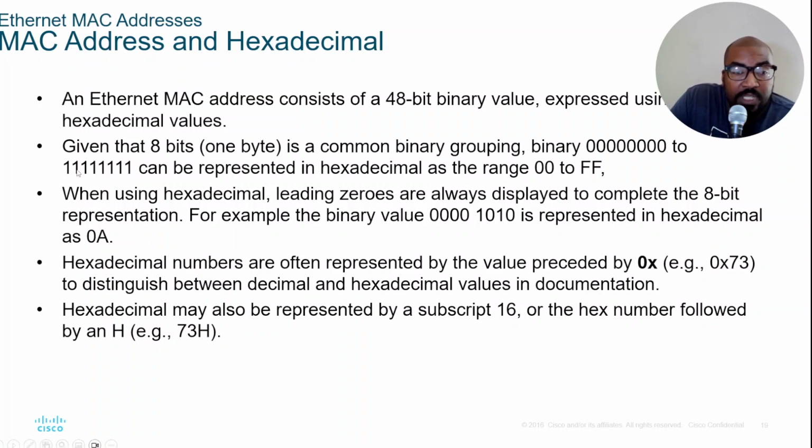When using hexadecimal, leading zeros are always displayed to complete the 8-bit representation. For example, the binary value 00001010 is represented in hexadecimal as 0A. Hexadecimal numbers are often represented by the prefix 0x, like 0x73. I'm sure you may have seen those before. It distinguishes between decimal and hexadecimal values in documentation. Hexadecimals may also be represented by a subscript 16 or hex numbers followed by H.